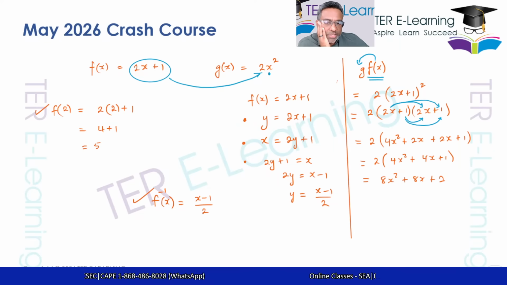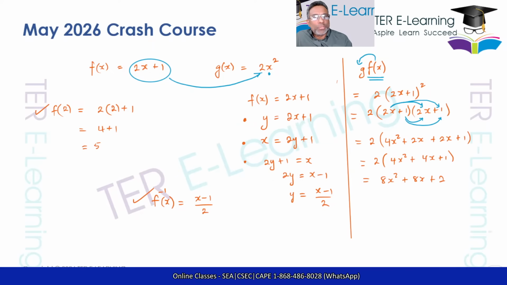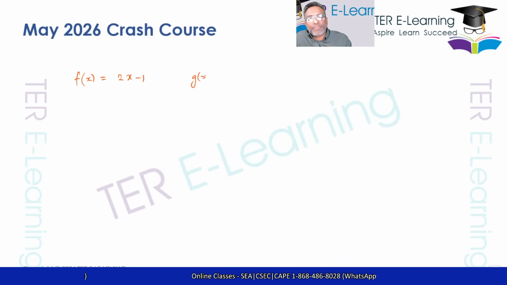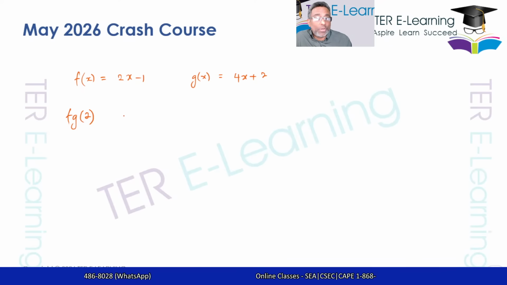Right, so let me see. We're still on functions here. Let me show you one of the most difficult function questions that it can give us. Or actually, let's say we have something like this. Let's say we had f of x is equal to 2x minus 1. And let's say we had g of x is equal to 4x plus 2. And I would have asked you to find, let's say, fg of 2. Let's say I wanted to work out that.